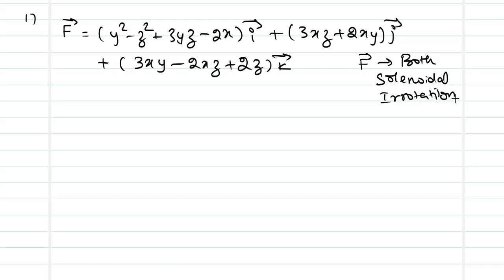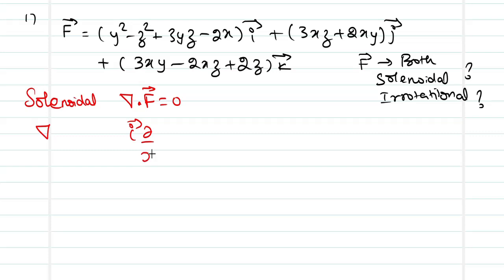So our objective is to check whether this f vector which has been given to us is solenoidal and whether this f vector is irrotational. To first check for solenoidal, what is the condition for solenoidal? If it is solenoidal, then your del dot product with f vector must be equal to 0. So what is del dot product with f? We know that del is i dou by dou x plus j dou by dou y plus k dou by dou z.